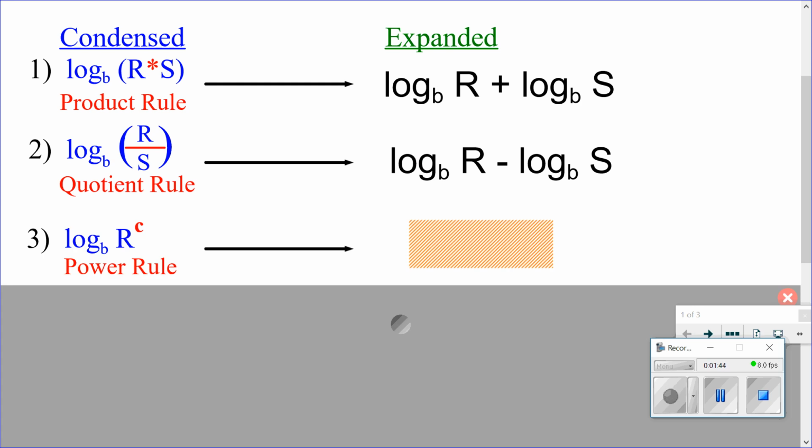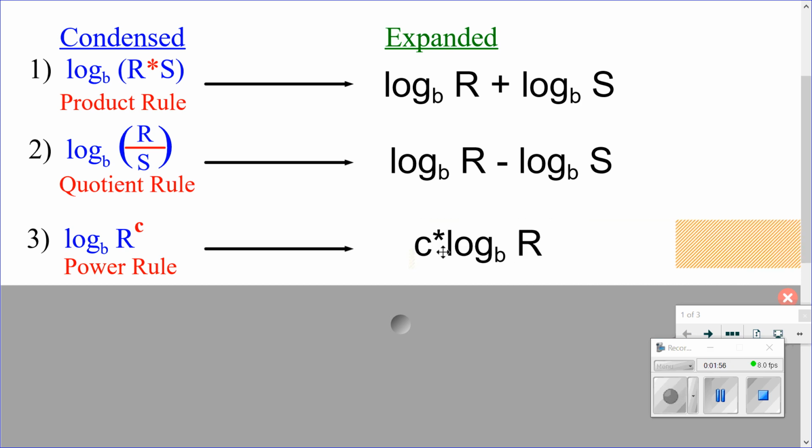And our third rule is called the power rule. This is the log base b of r raised to the c power. Now this one we've already been doing quite a bit. Anytime we have an exponent, we can kick that out front and change it to a multiply problem. So this would be c times log base b of r. That's the power rule, and those are how you expand them.